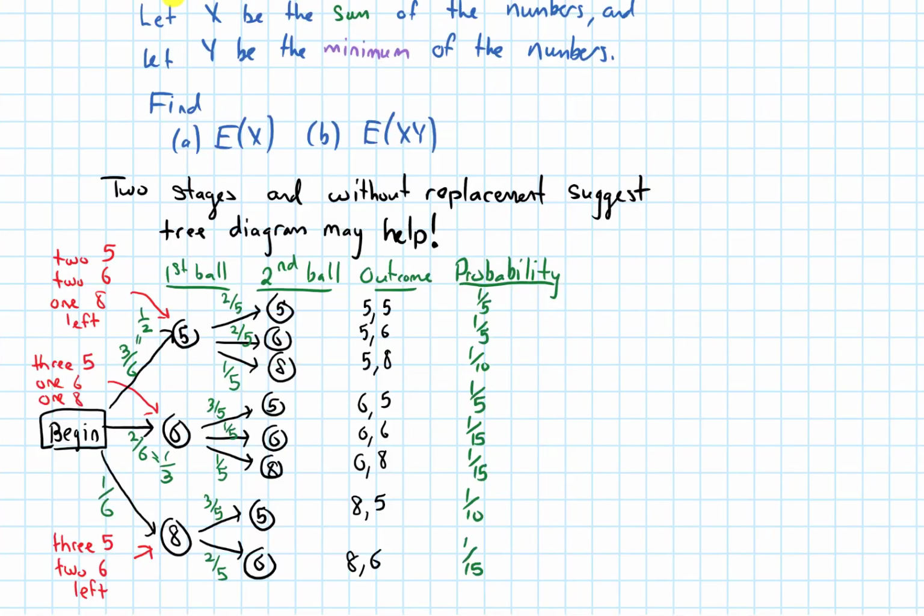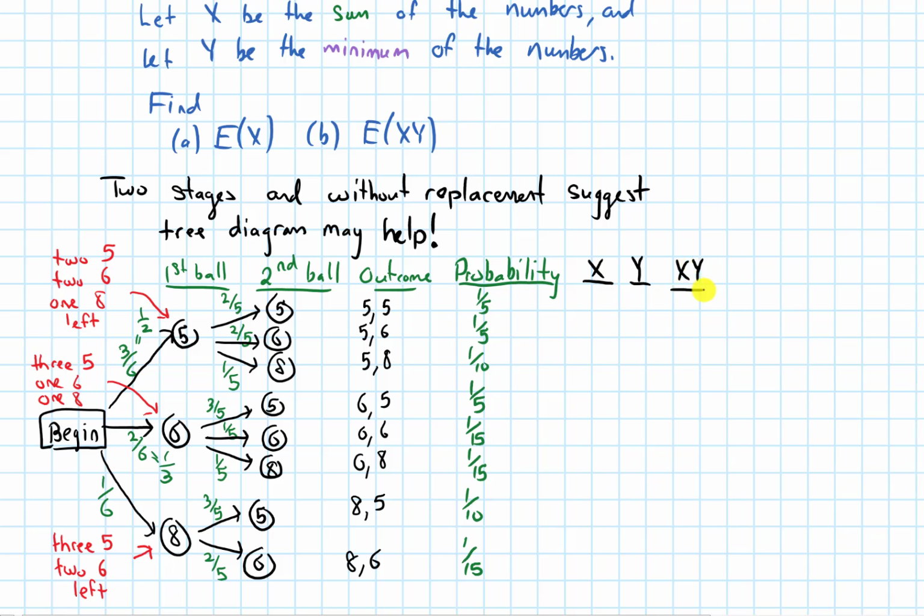Okay, so I'm going to make a column for the random variable x, for y, and then we also care about x times y, so I'll make a column for x times y. So what is x? X is the sum of the numbers. So in the first outcome, 5 and 5, the sum would be 10. And then with 5 and 6, the sum is 11. And if I keep going like that, let's see, 5 and 8 give me 13. Then this is 11, 12, 14, 13, and 14 for those sums.